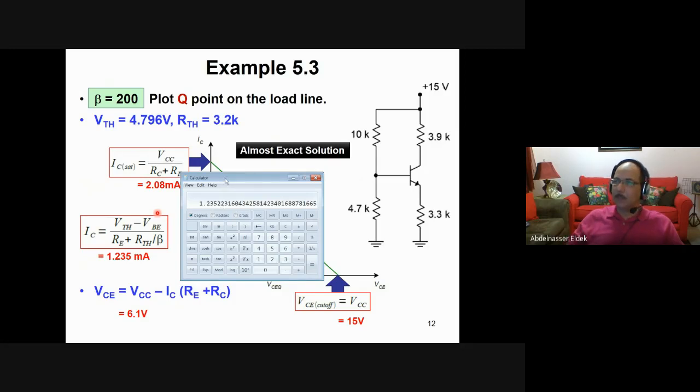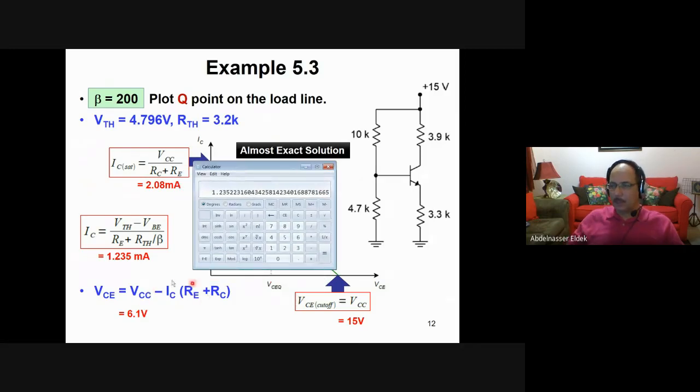Then you substitute this current in this equation to calculate VCE, multiplied by RE plus RC. So you multiply this by 3.3 plus 3.29, which is 7.2. So multiply by 7.2, and you give it a negative sign, and you add VCC, which is 15. Then the voltage now is 6.1 volt. This is VCE. Okay, so this is the almost exact solution.